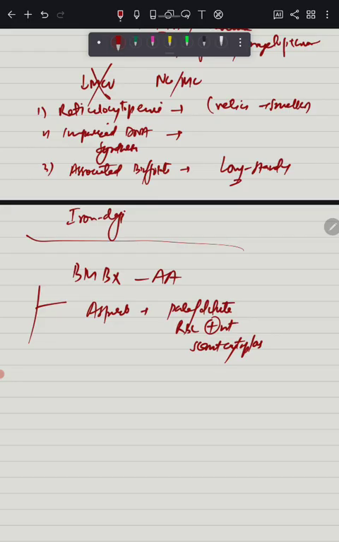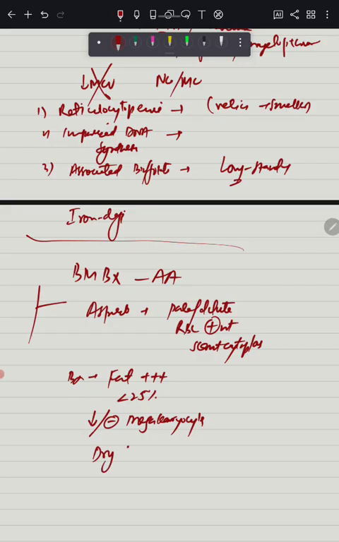And the biopsy will show fat dominant marrow, and hematopoietic cells will be reduced to less than 25%. And there will be absent or reduced megakaryocytes. And although this is not common, there can be a dry tap, which is also seen in myelofibrosis or myelophthisis.